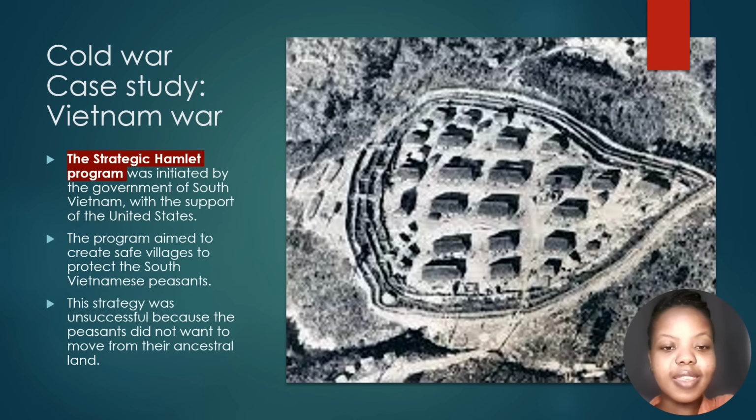Alright, so now let us look at the first strategy that the USA introduced. The USA introduced the Strategic Hamlet Policy, or the Strategic Hamlet Program, which was initiated by the government of South Vietnam with the support of the United States. The program aimed to create safe villages to protect South Vietnamese peasants, and they also wanted to keep ordinary peasants far away from the Viet Cong, because they didn't want those peasants to do what? To end up joining the Viet Cong as well.